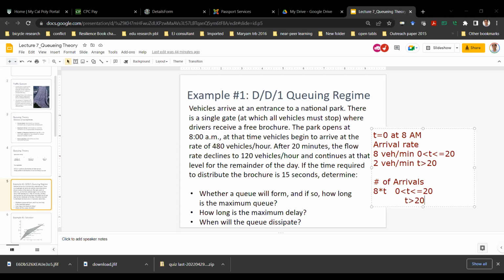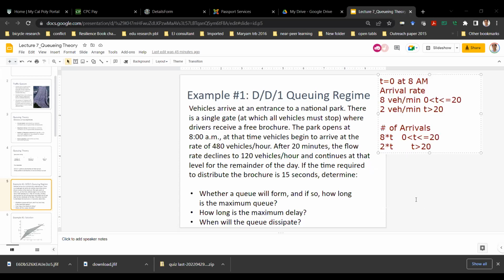Okay. Make sense? We'll come back to this. Now let's talk about the departure. I'm going to work on the departure here. But before we get to departure, let me talk about this. Let's check these functions. Do they work? Because I want to see number of arrivals as a function of t, right?